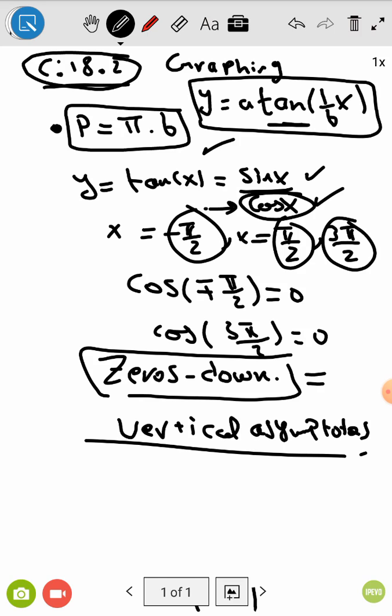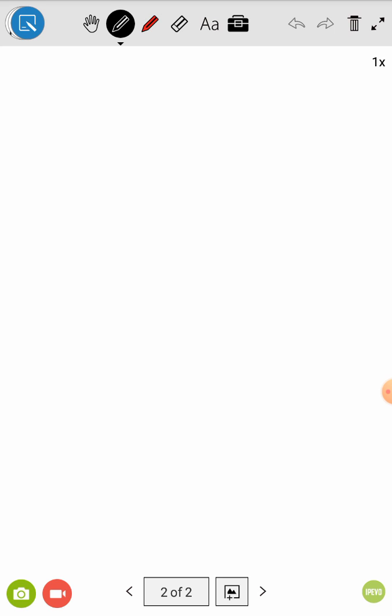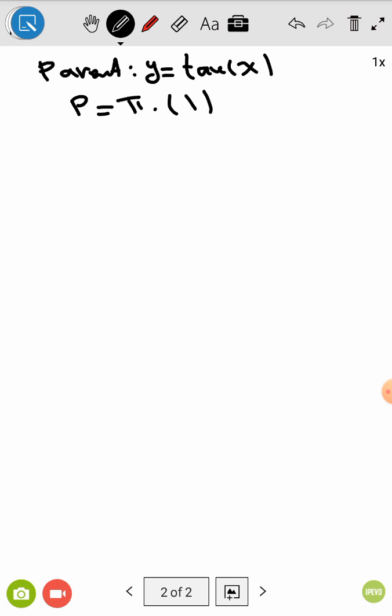We are going to take the parent over one cycle, like what we did with the sine and the cosine. We have to take a certain period, a good period, so we can graph it in total. So I'm going to move to another page. Now the parent, which is y equals tan x. The period is pi multiplied by 1. Since it's 1, the period is pi. So the tangent is going to repeat itself every single pi units.